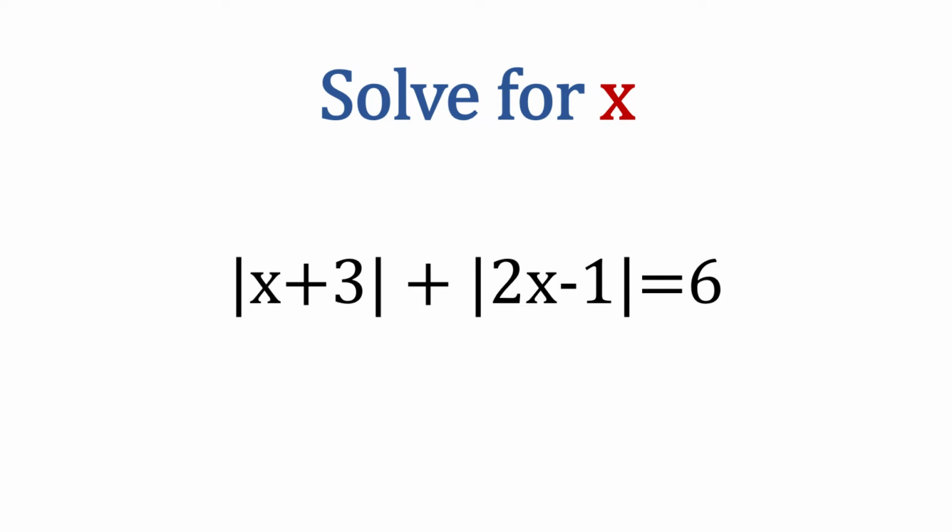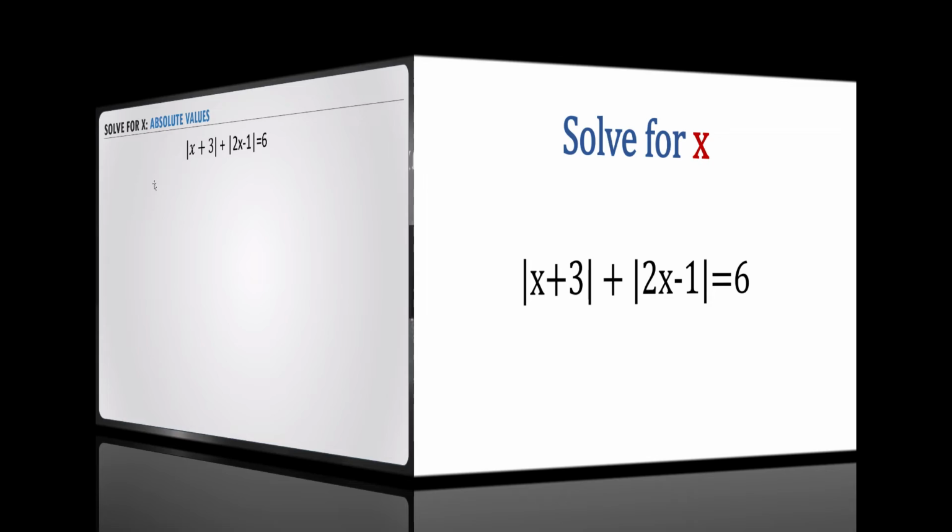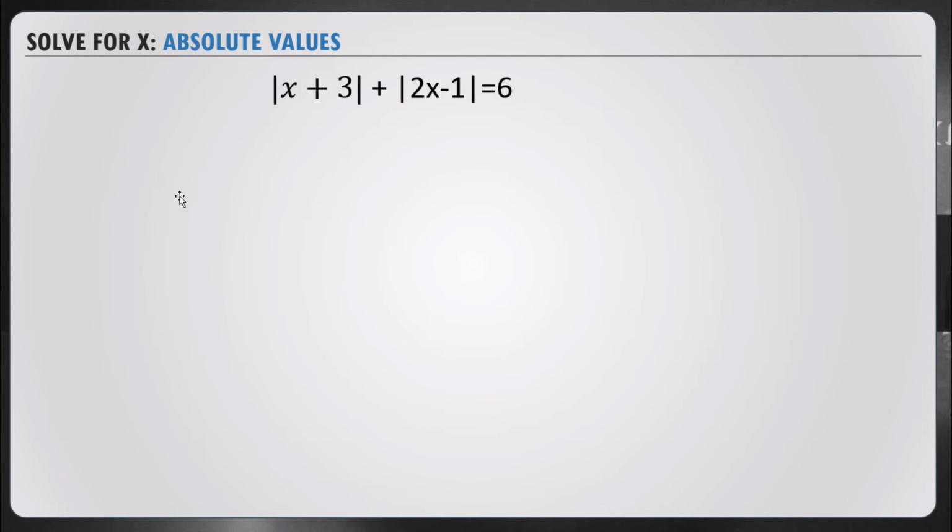Today we're going to solve for x with two absolute values. This doesn't look as easy as it does over here, so let's get into it. When you have two absolute values, there are four possible solutions to this problem. The possible solutions are, we have a positive and negative here, and a positive and negative here.